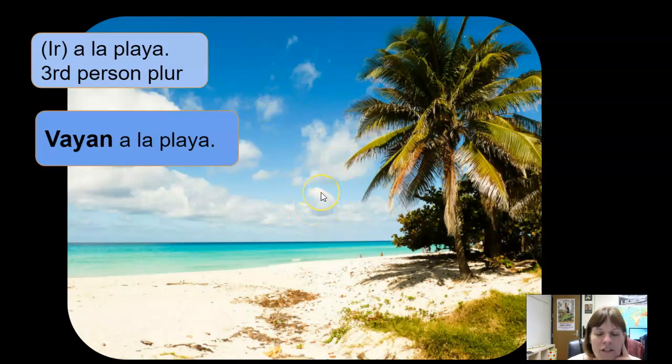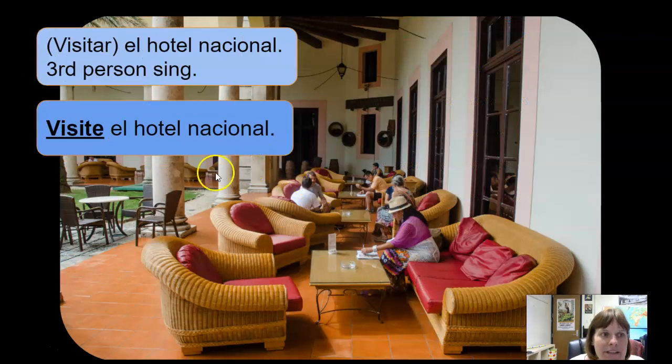Now, unfortunately, you need a special visa to go there if you're going to visit. Ay, Dios mío. So visitar el Hotel Nacional. So visit the National Hotel.